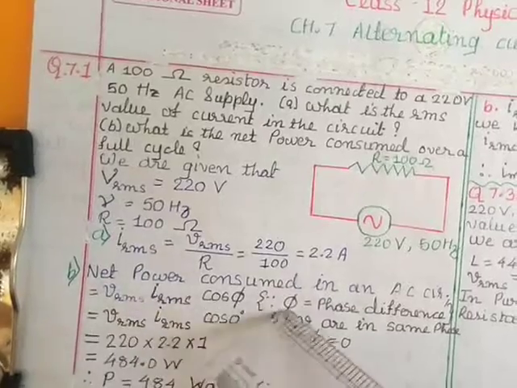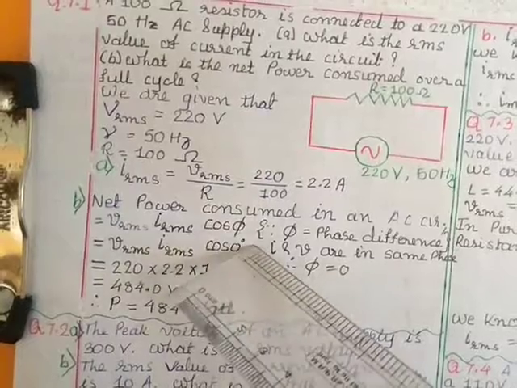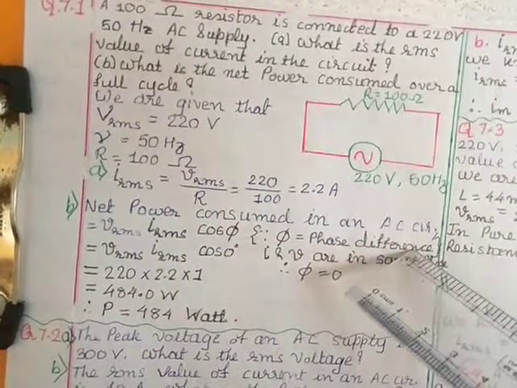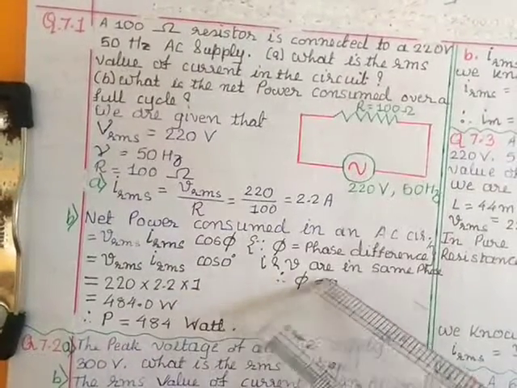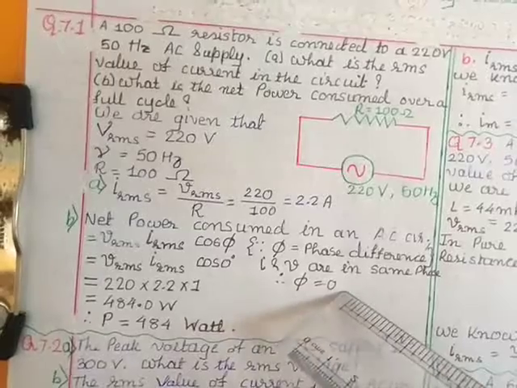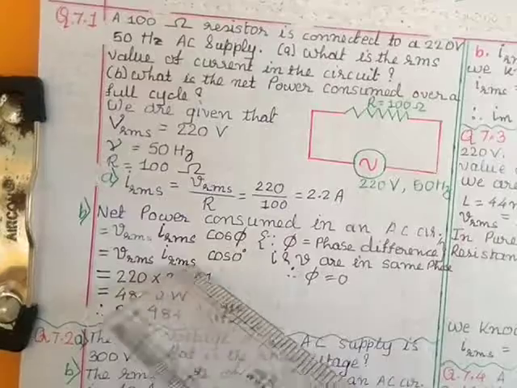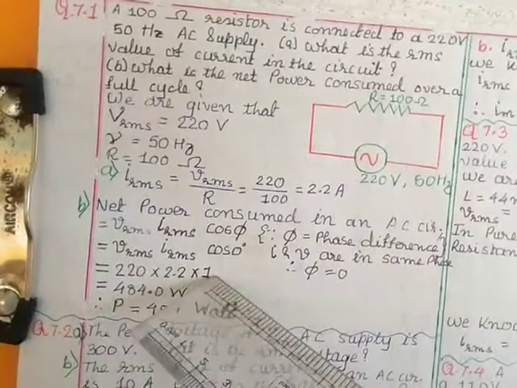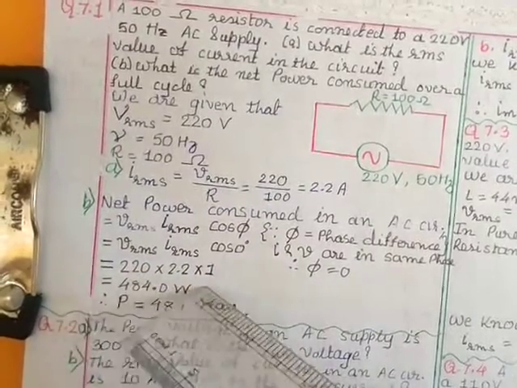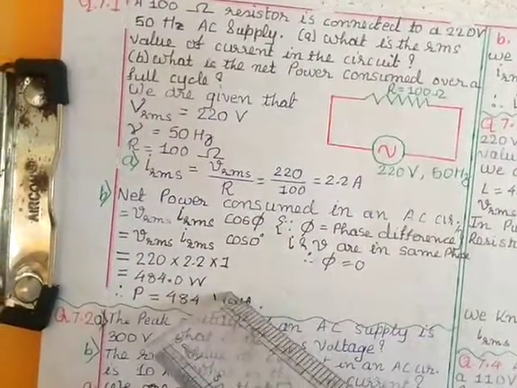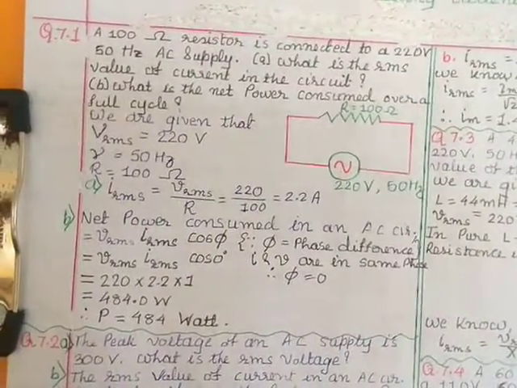Part B, net power consumed in an AC circuit is equal to VRMS into IRMS into cos phi, where phi is the phase difference. Now in a pure resistive circuit, we have studied that current and voltage are in the same phase. Therefore, phi is equal to 0. So put phi value as 0. So what you get is VRMS into IRMS into cos 0. Cos 0 is 1. VRMS is 220. IRMS we found here 2.2. Multiply, you get 484.0 watt. That means power P is equal to 484 watt. So that is the solution for question number 7.1.